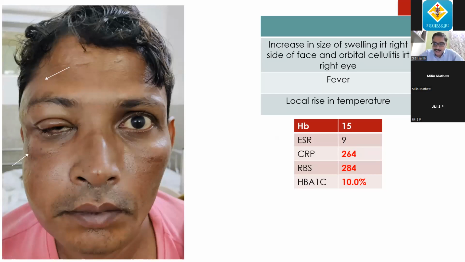On other lab investigations, we came to know that he has undiagnosed diabetes. Okay, uncontrolled diabetes, and for the first time he was diagnosed. His glycosylated hemoglobin is more than 10, and fasting blood sugar is more than 200. That clearly indicates the glycosylated hemoglobin over the last 3 months.